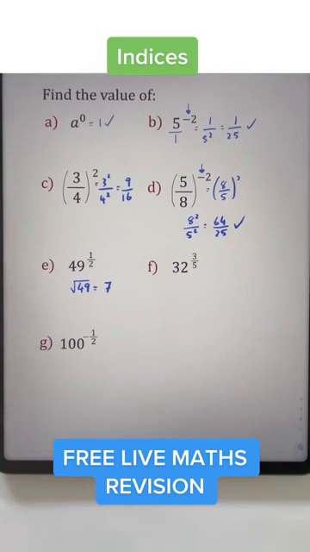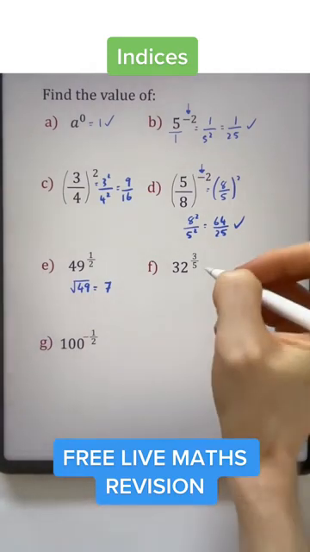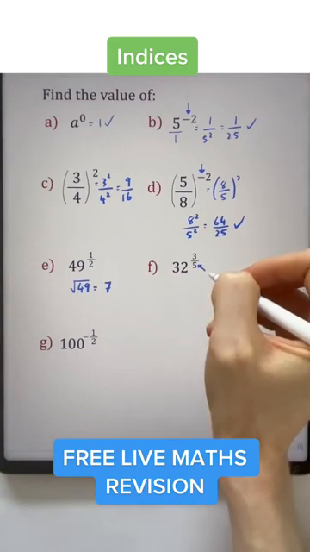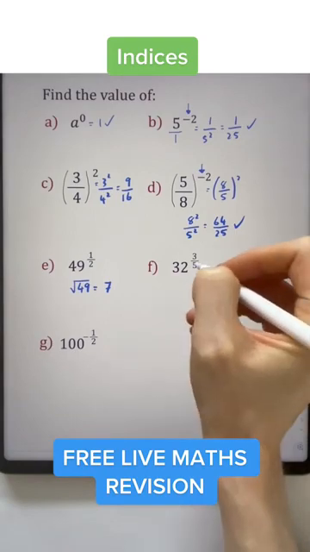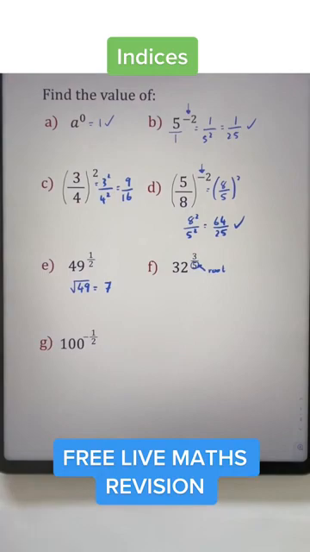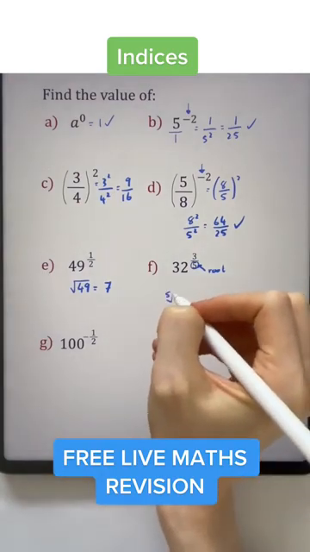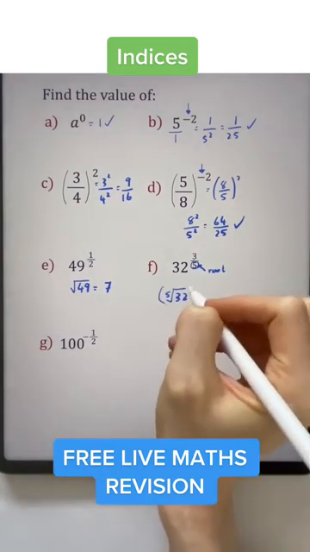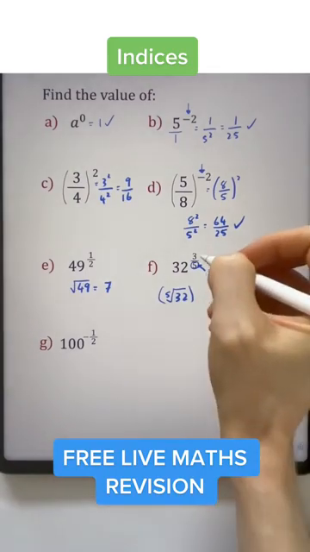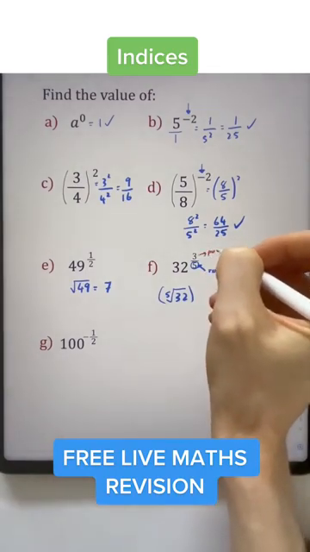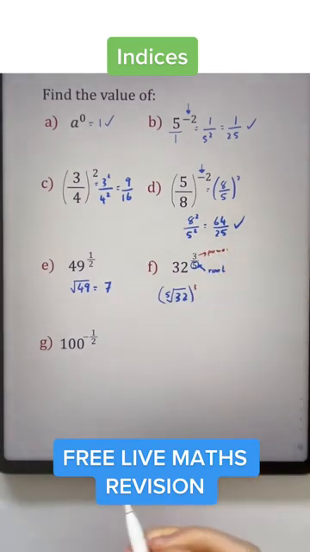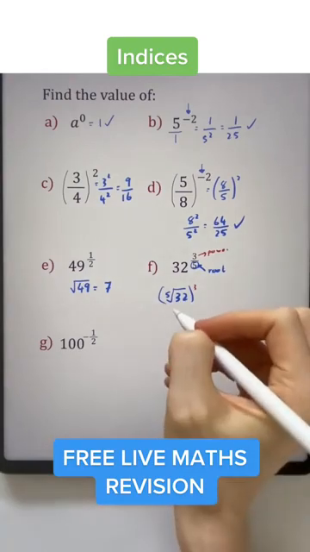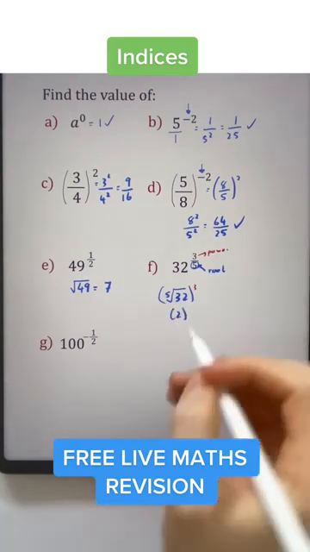For question F, we have 32 to the power 3/5. When dealing with a fractional power, the number on the bottom of the fractional power represents the root, and we always do that first. Here we have 5 on the bottom, hence I'm going to do the 5th root of the base, which in this case is 32, and I always power to whatever number's on the top of the fractional power. So in this case, I have to cube my answer. The 5th root of 32 is 2, and 2 cubed will give us 8.